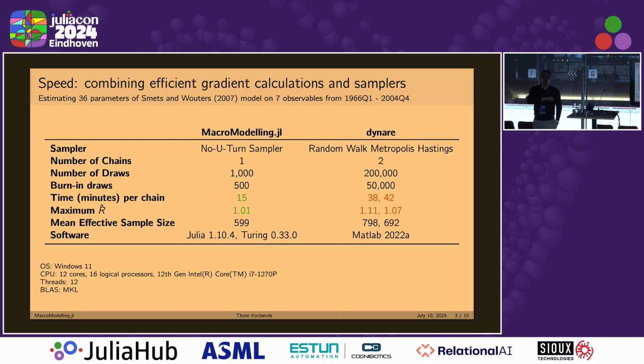So you're getting better results with less data? No, not less data. I'm saying the number of draws is 1,000 compared to 200. Yeah. So this is high quality draws. Okay.